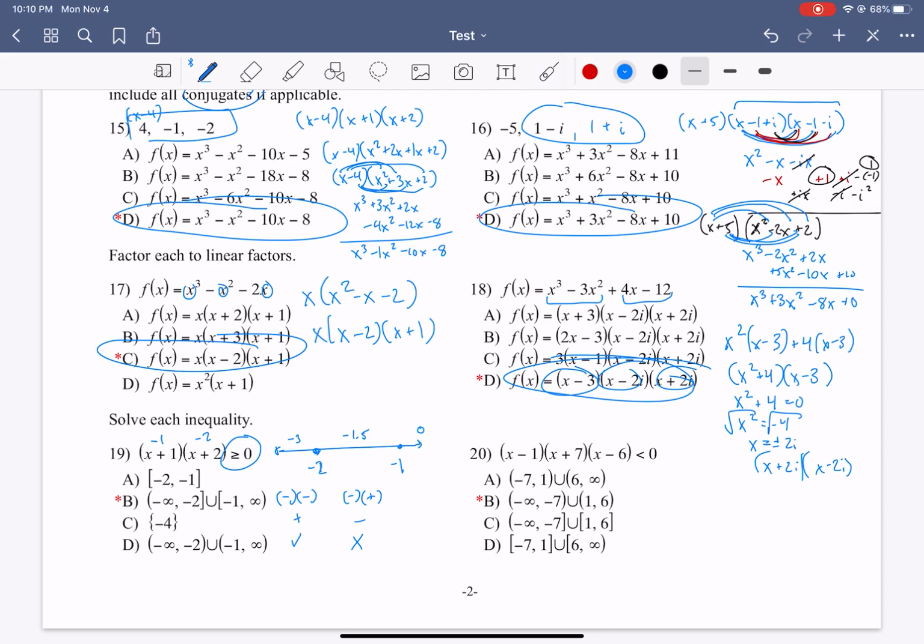And all the way to the right, we can plug in 0. So 0 plus 1 is positive. 0 plus 2 is positive, so we get a positive answer. And that is greater than or equal to 0, so that is in the solution set. So we actually have two intervals here. We have to the left of -2 and to the right of -1. So we want to write that in interval notation.